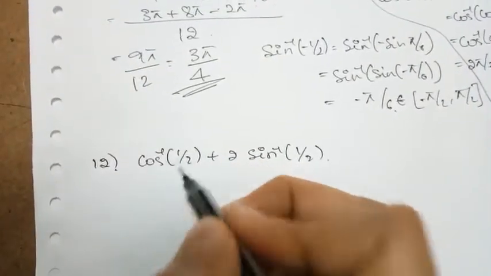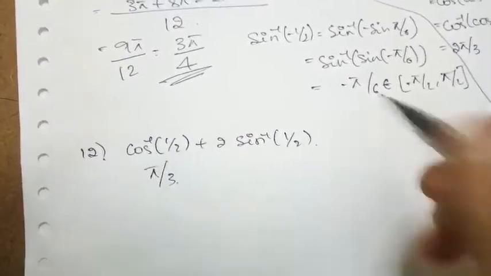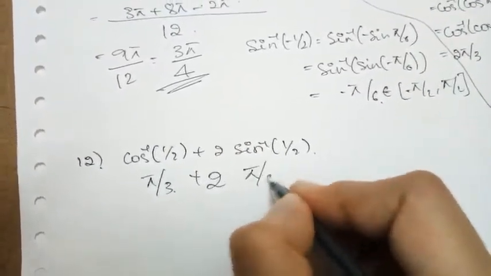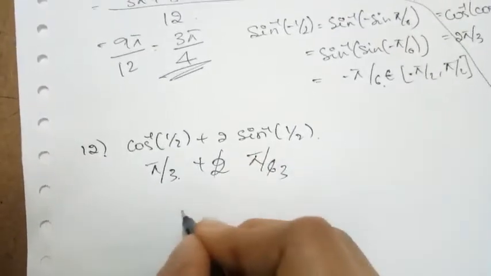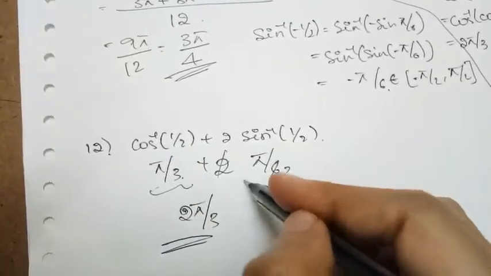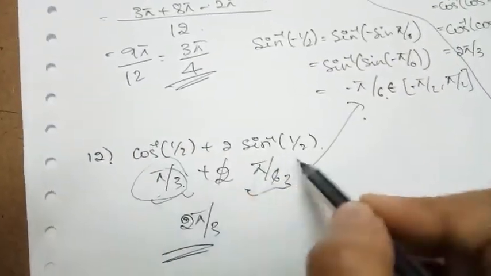Clearly, cos inverse of 1 by 2 is pi by 3, and 2 times sine inverse of 1 by 2, which is pi by 6, cancels out, so clearly it is 2 pi by 3. If you didn't understand how to write this, try to do it like this. That way you can get these values.